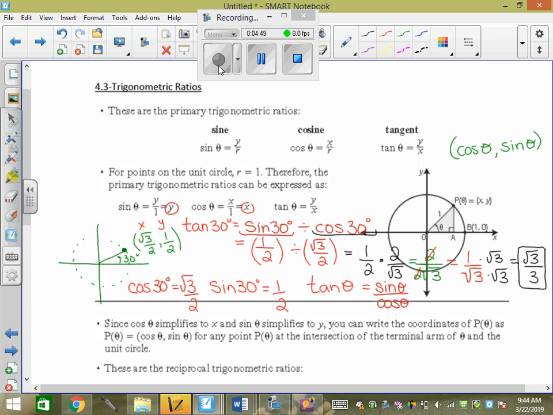So sine, we can pull right off the unit circle, it's the y. Cos, we can pull right off the unit circle, it's the x. Tan, we can pull right off the unit circle, it's y divided by x, or sine divided by cos. On our formula sheet, it tells us that.